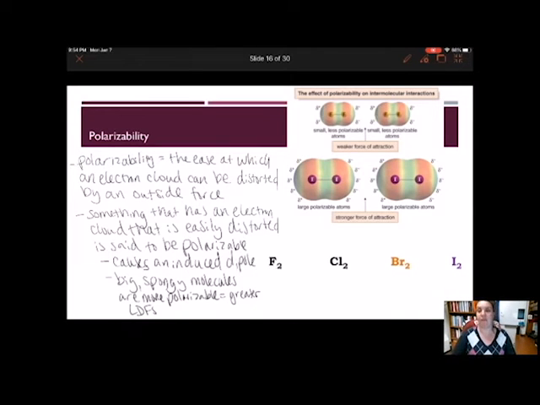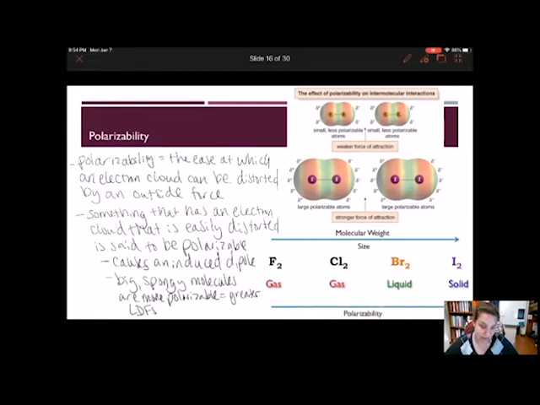So take fluorine versus chlorine versus bromine versus iodine. Fluorine is not very polarizable, so it's going to be a gas at room temperature. Same thing with chlorine. Chlorine is a little bit larger, but still a gas at room temperature. Bromine, much larger, is going to be a liquid at room temperature. And then iodine, significantly larger, is a solid. So we can look at polarizability and states of matter, and it does in fact matter. Okay.